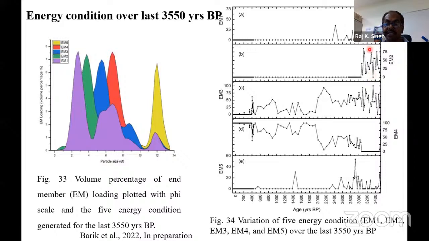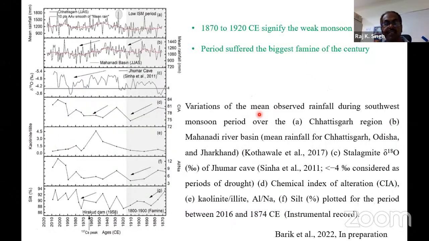changes suggesting stability up to about 2,600 years, but after that we are getting frequent changes in the energy conditions here. And before doing the paleo analysis, we also compared with the instrumental record. For India, from 1870 onwards we have instrumental records, especially for the Mahanadi Basin and the Chhattisgarh Basin, from where the Mahanadi originates. So we have taken the 10-year means of this record and compared our data. We found that it matches very well with the instrumental record of the low monsoon.